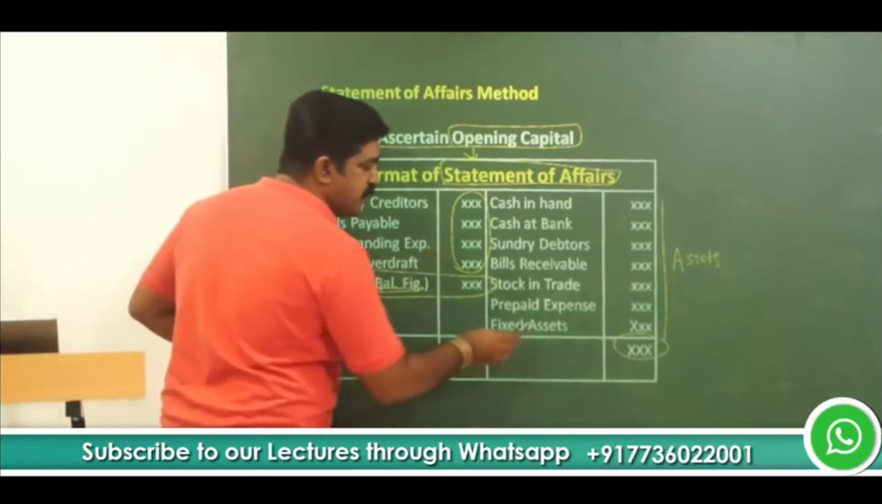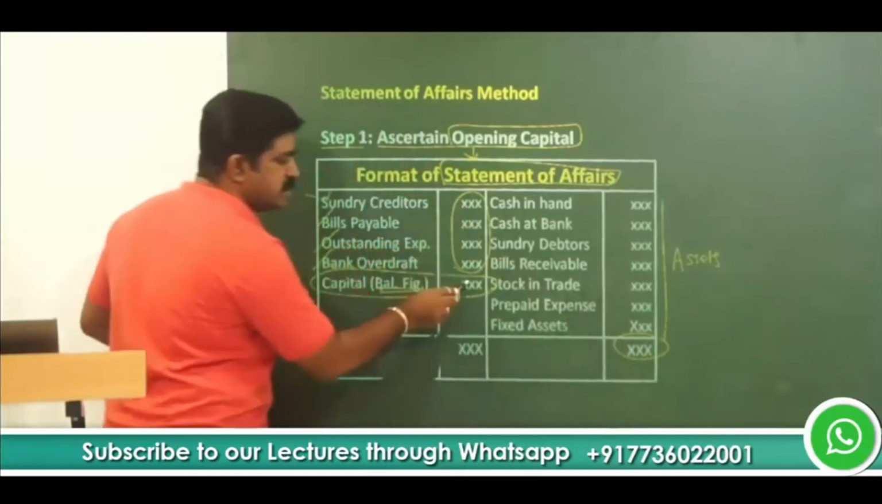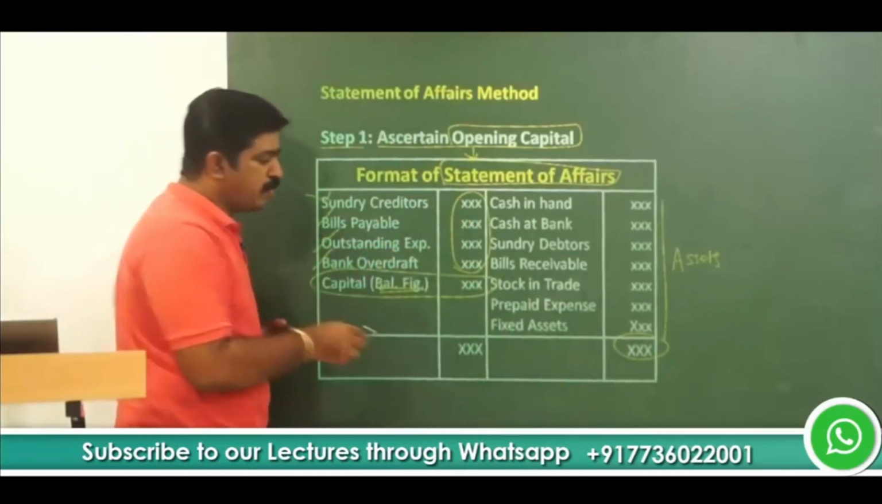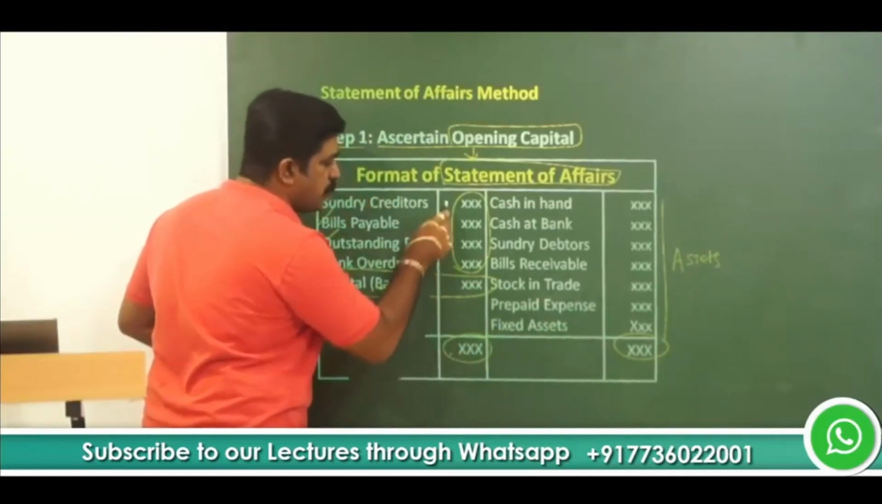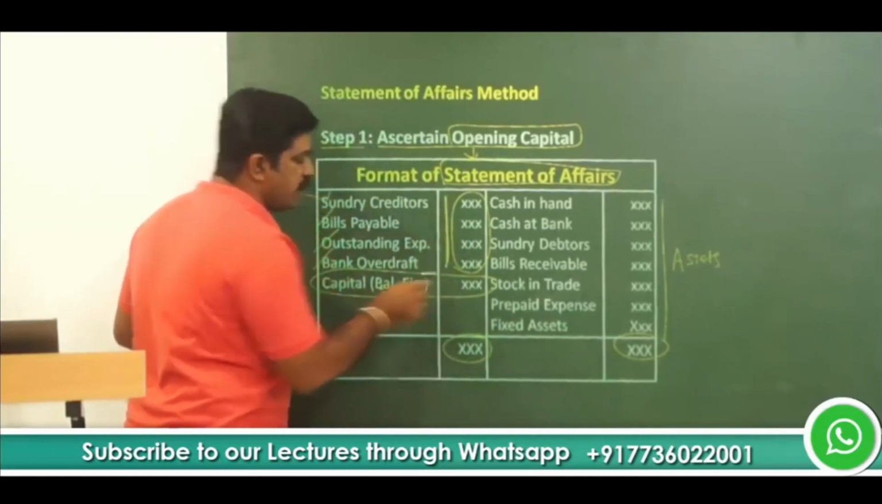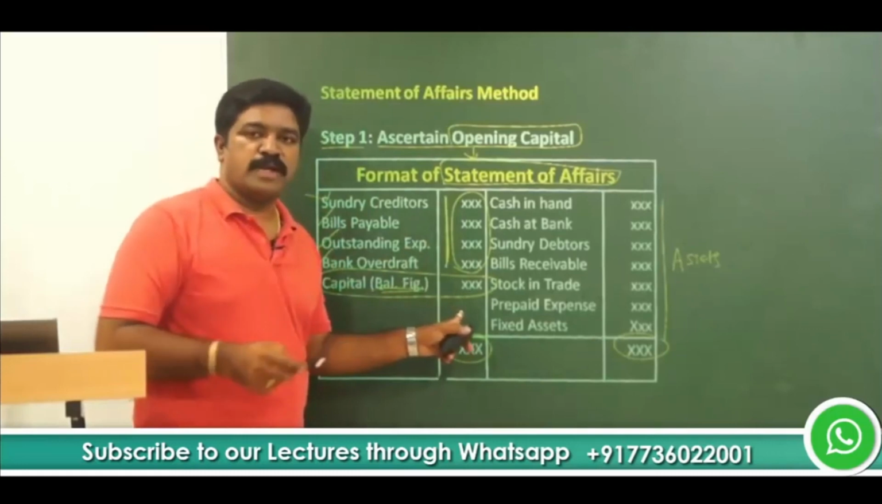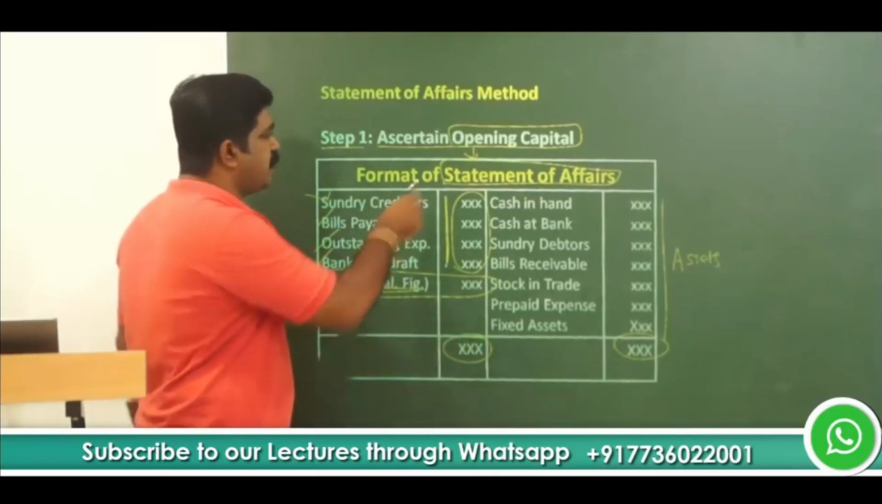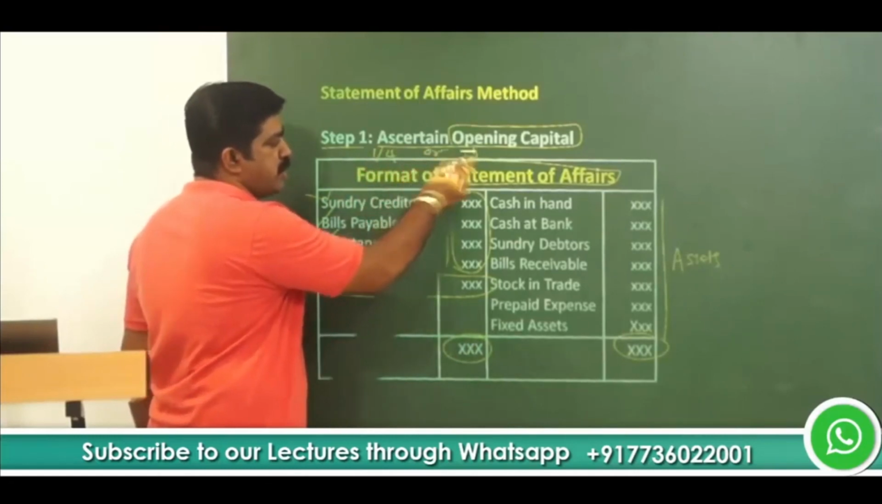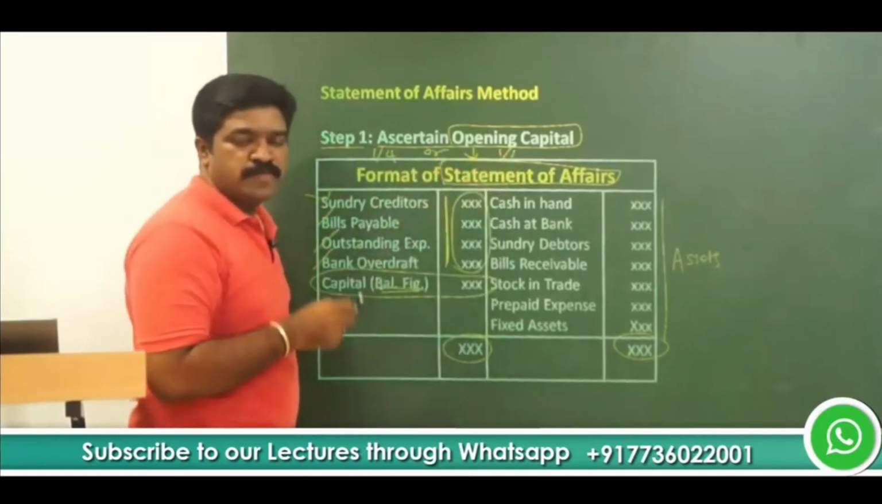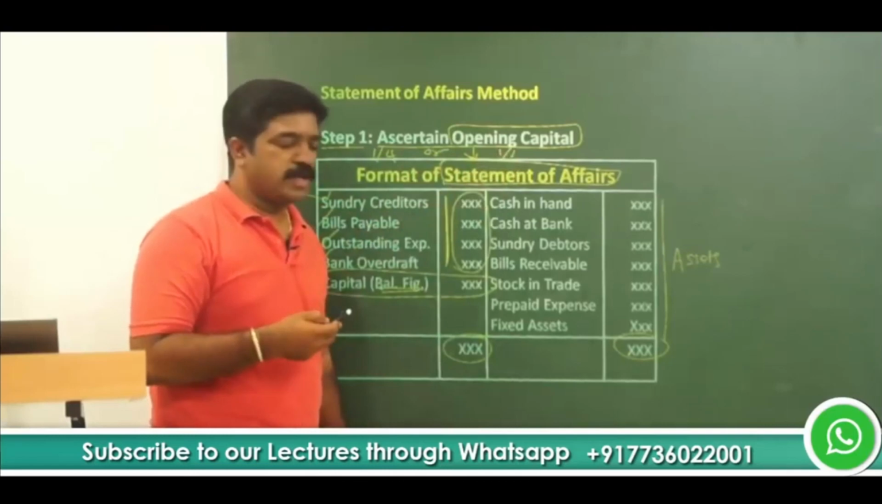Look at here, capital, balancing figure. So how was it derived? This total minus these items. So when we solve the problem, this total will be written here also. This total minus these items will give you your capital as on that particular date. And here we are talking about opening capital. So generally it will be like 1st April or say 1st January and all. So this is how we find out the opening capital.